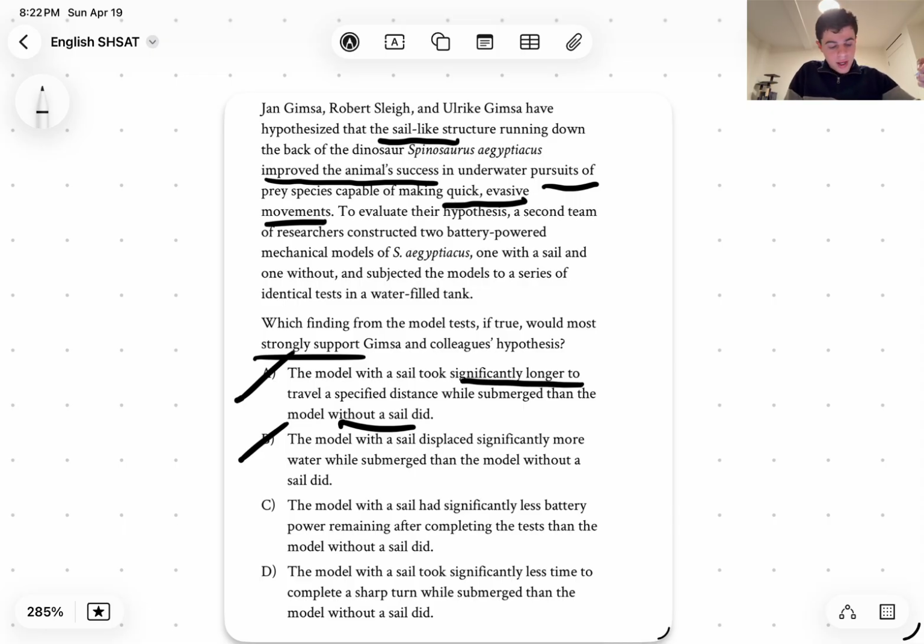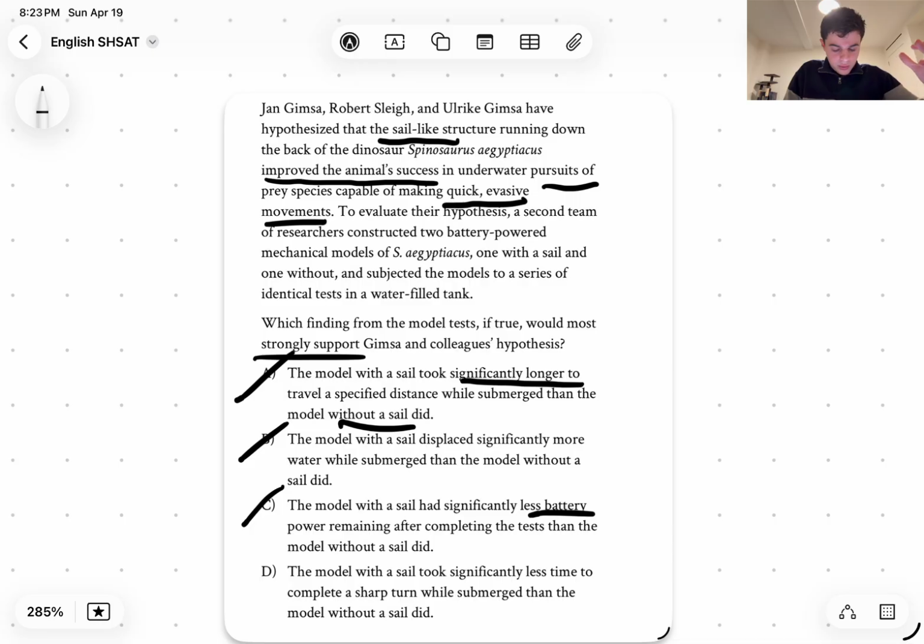Well, again, this is kind of similar to B in that we're not looking for the battery power, right? We're looking for if the sail helps you make a quick, evasive movement, right? Battery power is a whole different claim. It's not something that we can really relate to this one. So why would it be C, right? That doesn't make sense. So by a process of elimination, it should be D, but let's just make sure.